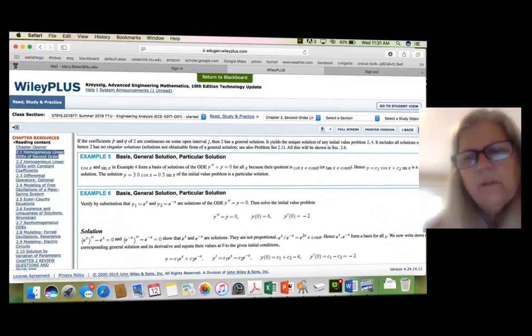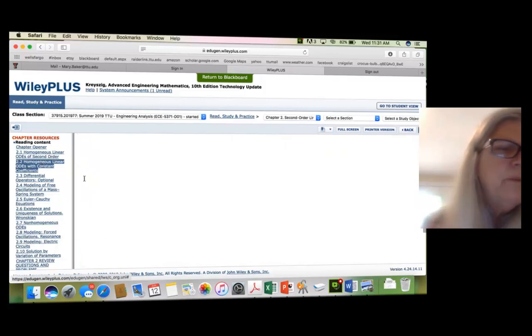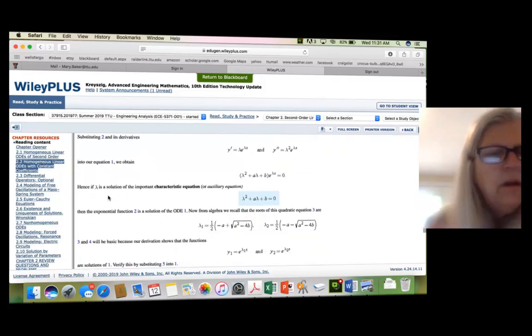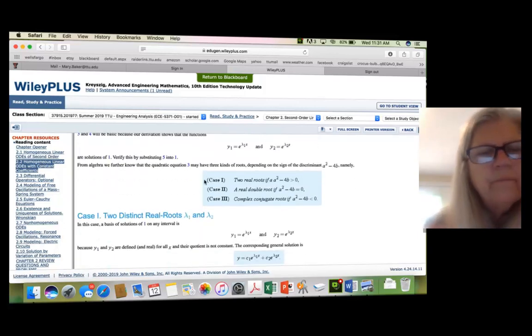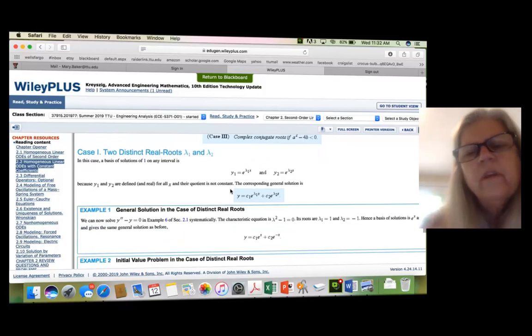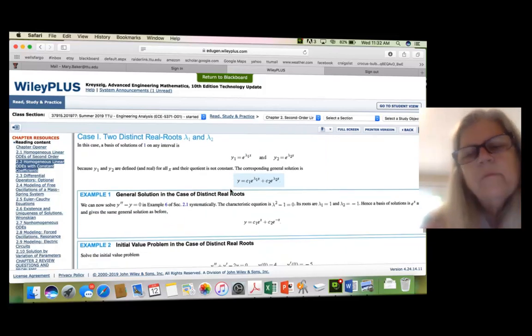Chapter 1. Well, for whatever reason, I can't seem to get back. Anyway, so just the very simple ordinary differential equations. Chapter 2.